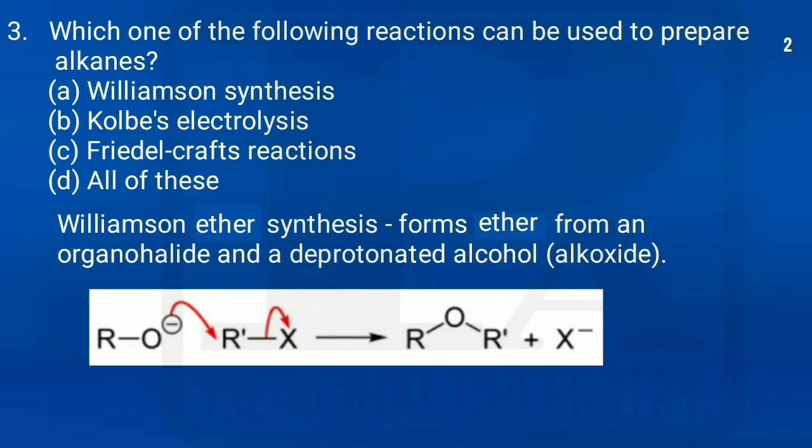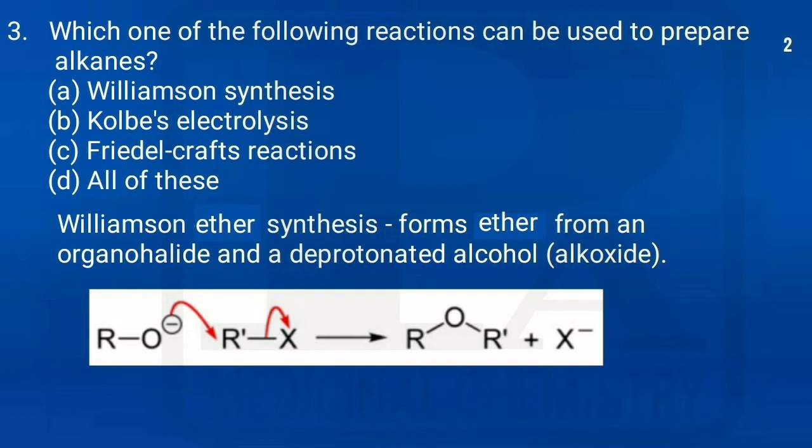Next one is, which of the following reactions can be used to prepare alkanes? Options are Williamson synthesis, Kolbe's electrolysis, Friedel-Crafts reactions, all of these. Okay, we'll see one by one. First one is Williamson synthesis. So what is that? It is otherwise called Williamson ether synthesis. From that, ether would be formed from an organohalide and a deprotonated alcohol, that is otherwise called alkoxide. So from alkoxide and organohalide, that is alkyl halide, we can get ether.